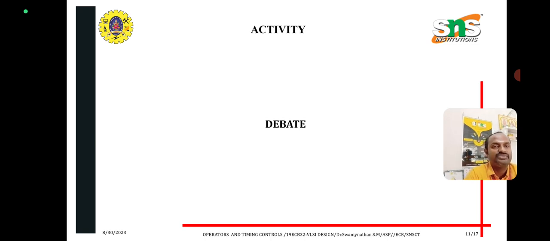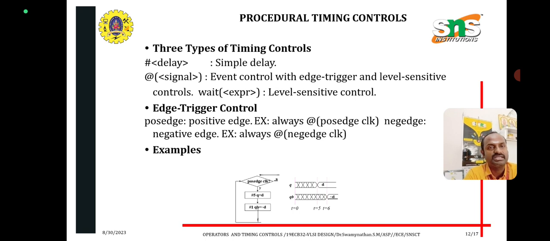So next, following this activity, there is a debate; we will give you the topic for the debate. Following that, we will discuss another thing, the procedural timing controls. We will discuss the hash delay, a simple delay, and at signal: signal at positive edge or negative edge, that means edge-triggered signal, and level-sensitive signal. So there are 2 types of triggering we will use.